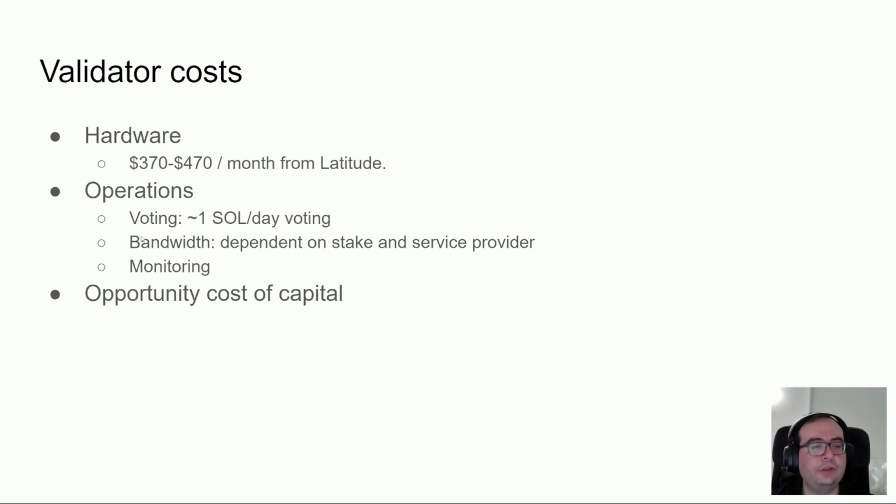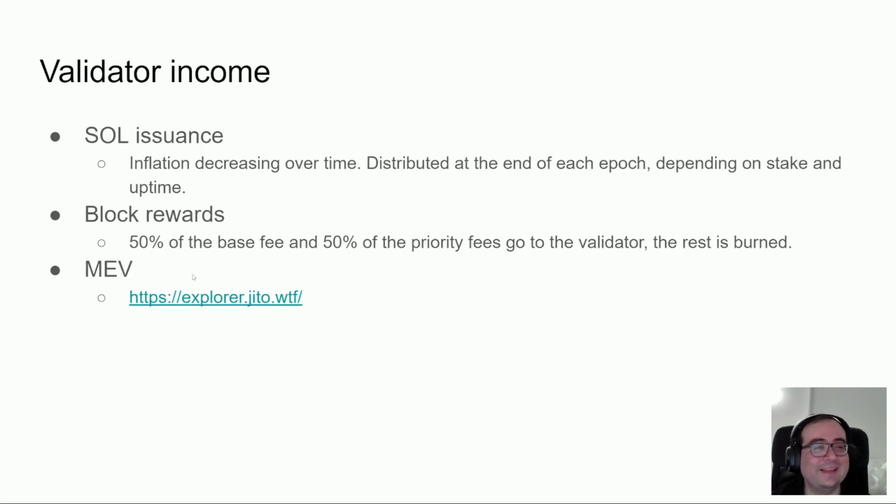And then for operational costs, node monitoring is definitely important. So you will have a team or people working on monitoring the node and ensuring the uptime is there. And another cost is an opportunity cost, because you need to stake SOL. So you need to lock SOL that could have been used in other ways. So there is that, of course.